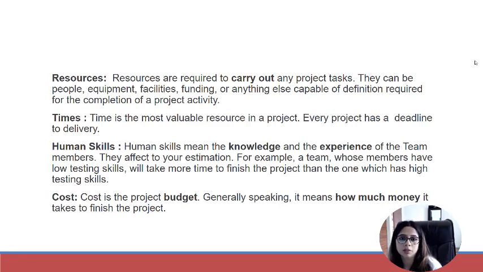So the same pointers have been explained. You can have a look here. So resources are required to carry out any project or tasks. They can be people, they can be equipment, facilities, funding, or anything. Time is the valuable time which is required. Human skills, of course, the knowledge and the experience. And the costing is about the budget.